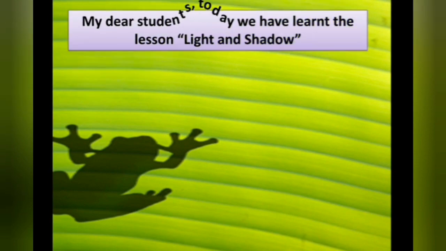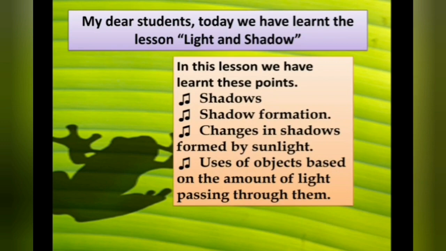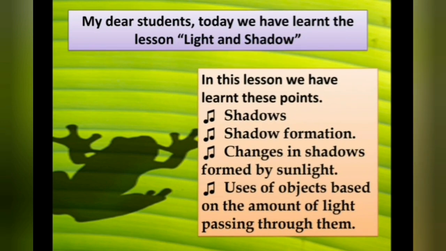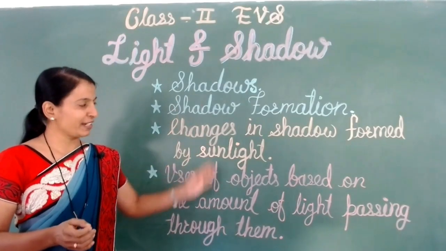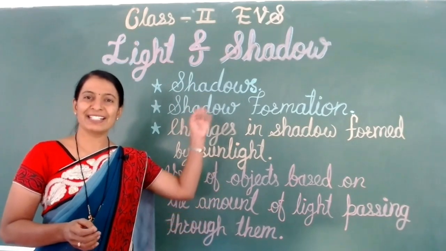My dear students, today we have learned the lesson light and shadow. And in this lesson, we have learned these points. Shadows, shadow formation, changes in shadows formed by sunlight, uses of objects based on the amount of light passing through them. I hope students, you understood all these points in this lesson light and shadow.